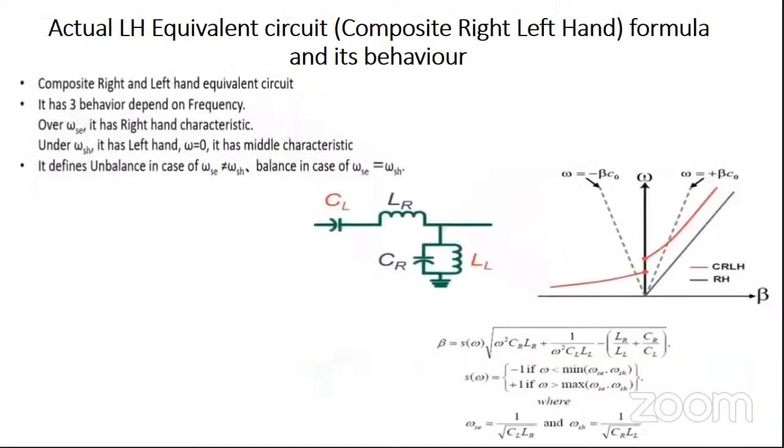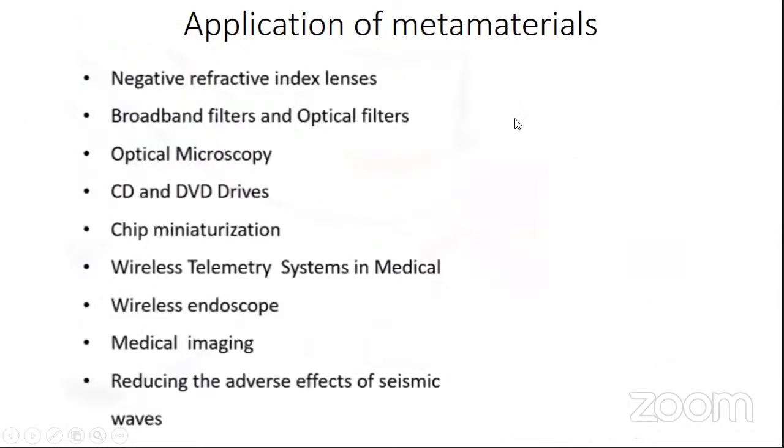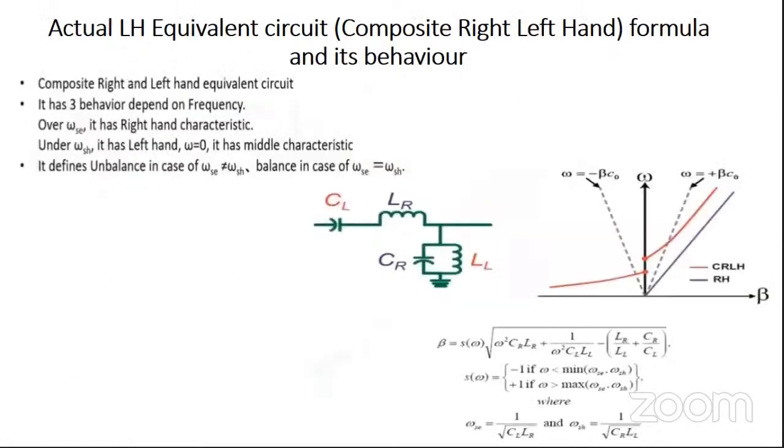Practically, we cannot design a perfect LH material, that means left-handed material. So we need to combine both right-handed and left-handed materials. Such materials we call composite right left-handed materials, CRLH. Such materials and their equivalent circuits are shown here.